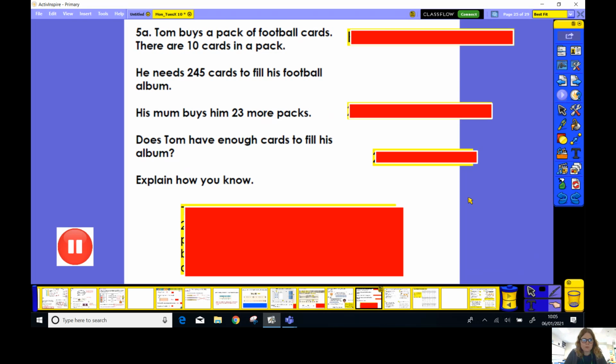Tom buys a pack of football cards. There are 10 cards in a pack. He needs 245 cards to fill his football album. His mum buys him 23 more packs. Does Tom have enough cards to fill his album? Explain how you know. Pause the video and have a little think about that.